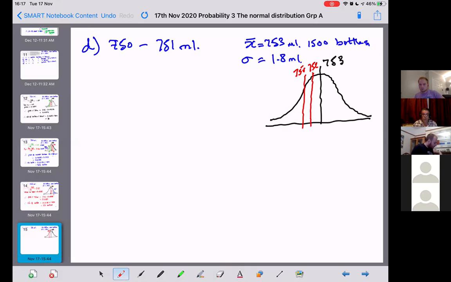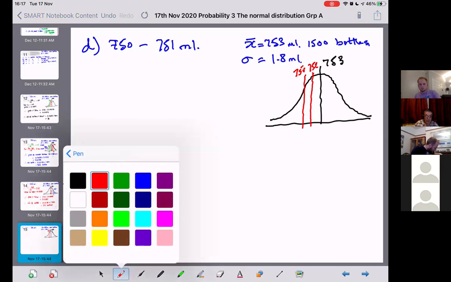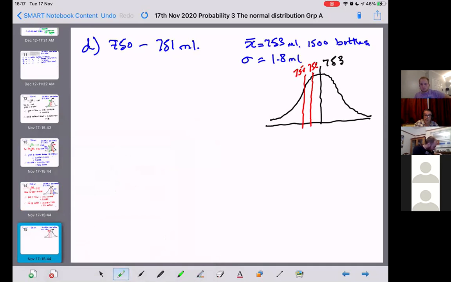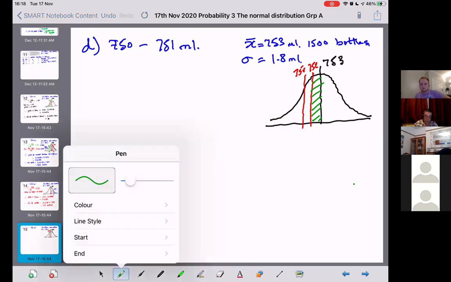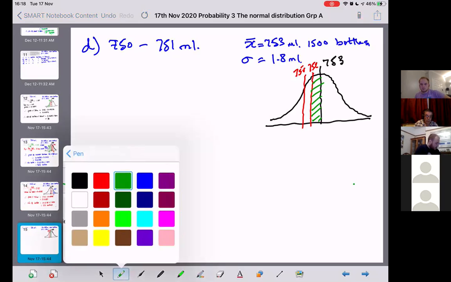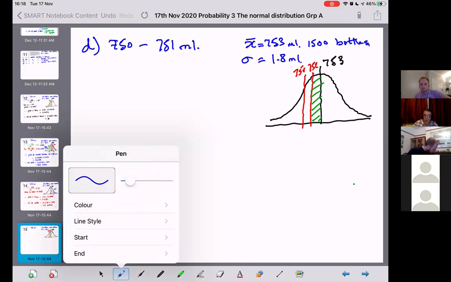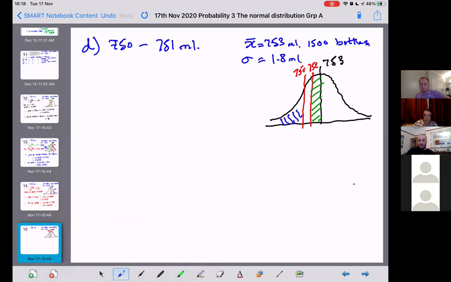Now, we know what the whole area to the left of 753 is worth. It's worth 0.5. And we know how to find this green area here. Yep, we can do that. And we know how to find the blue area. Don't we?